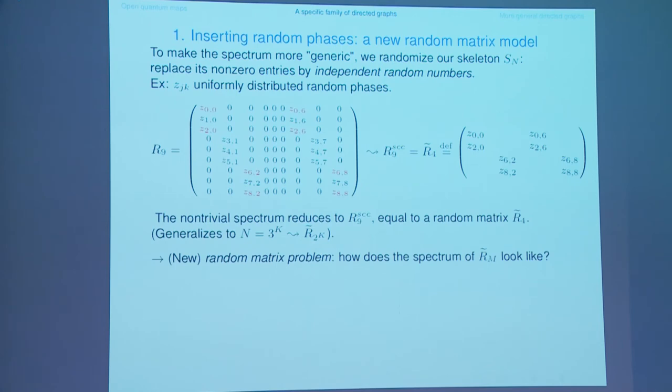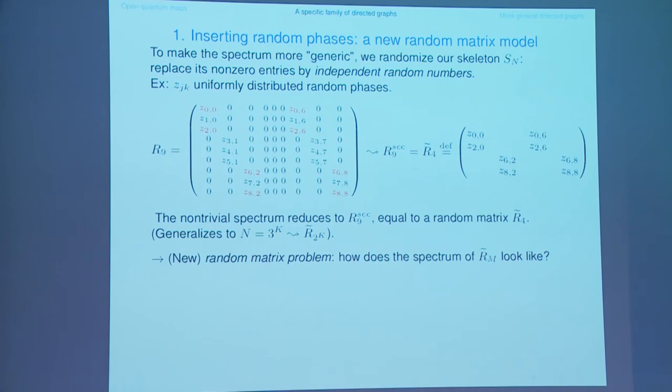You can do the same computation as before, because the topology is the same. You get a reduced matrix, which corresponds to this strongly connected component, a 4x4 matrix which has independent random phases here. And the spectral question you ask now is, what is the spectrum? What can you say about the spectrum of this matrix? And you can do the same for 9, you can do the same for 3 to the k, or you can do the same for other values of n.